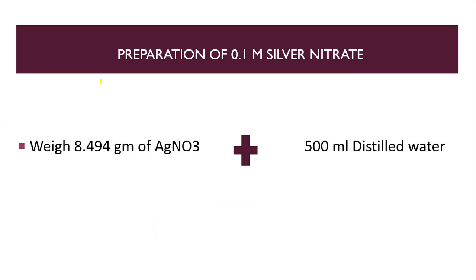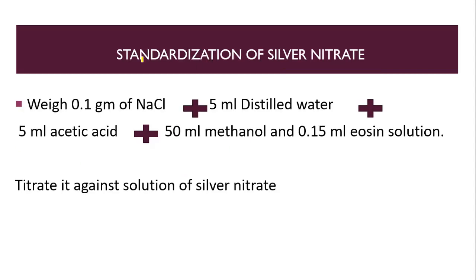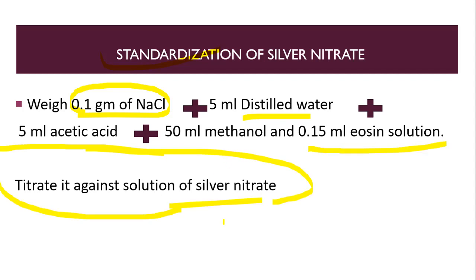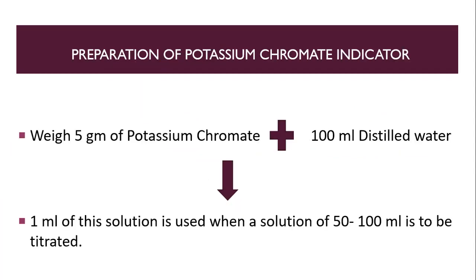Now this is just for your information: how we can prepare 0.1 molar silver nitrate. We have to weigh this much product as per the molecular weight and dissolve it in distilled water. Now this is how we standardize the silver nitrate. For that we take 0.1 gram of NaCl, then add distilled water, acetic acid, then eosin solution and methanol. Then we titrate it against silver nitrate, and we will get AgCl as a precipitate.